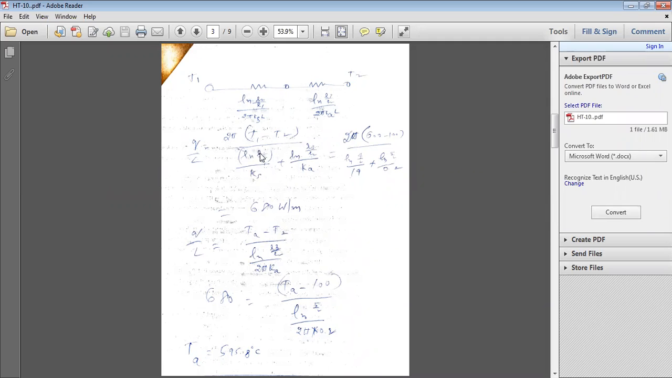What is the first material? Stainless steel. Ln R2 by R1 divided by Ks, plus the resistance offered by the second material, that is asbestos, Ln R3 by R2 divided by Ka. Ks is the thermal conductivity of stainless steel, Ka is the thermal conductivity of asbestos.